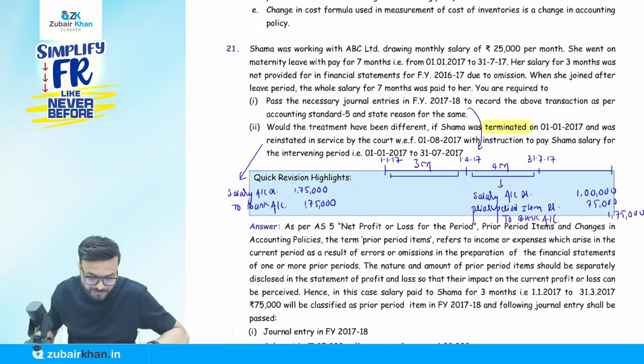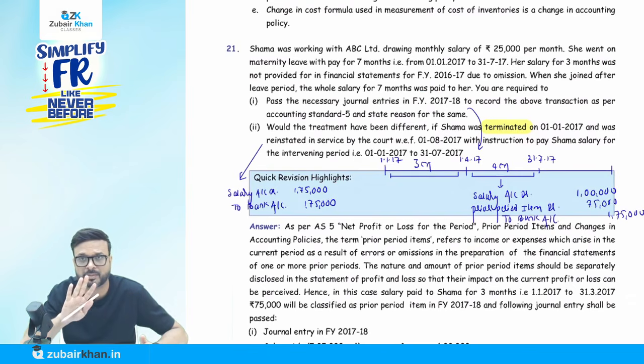Now, next question. They say, Shama was working with ABC Limited, drawing a monthly salary of rupees 25,000. She went on maternity leave with pay for 7 months, from 1st of January 2017 to 31st of July 2017. Her salary for 3 months was not provided for in the financial statements for 16-17. It means the last financial year they didn't provide for these 3 months.